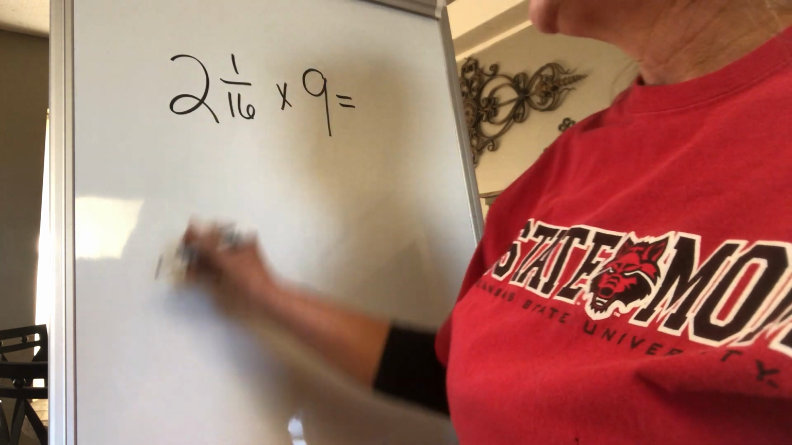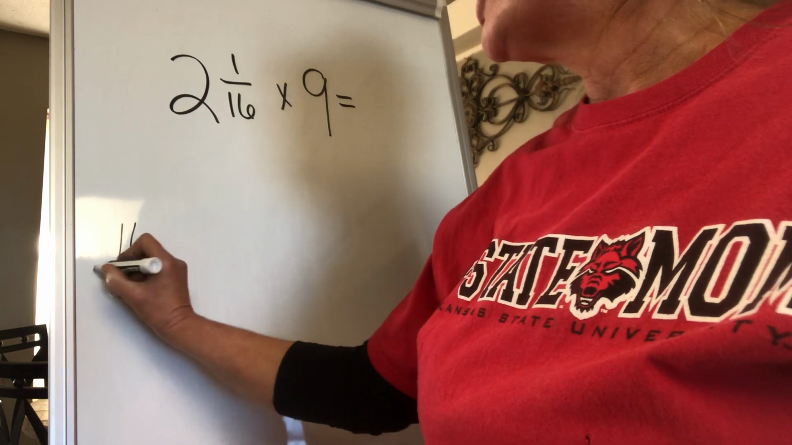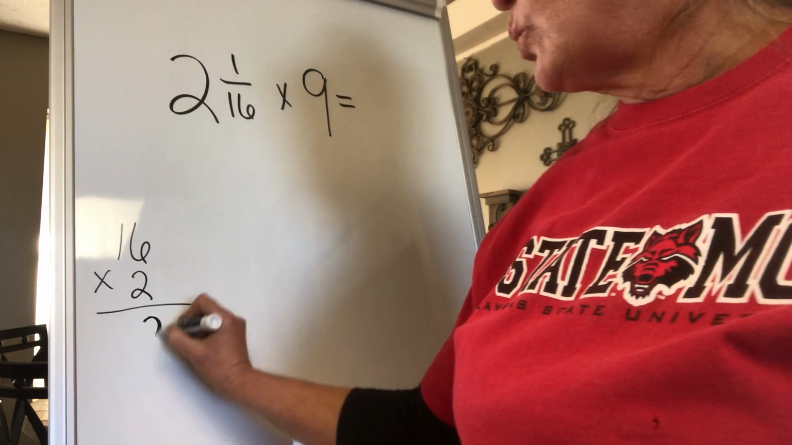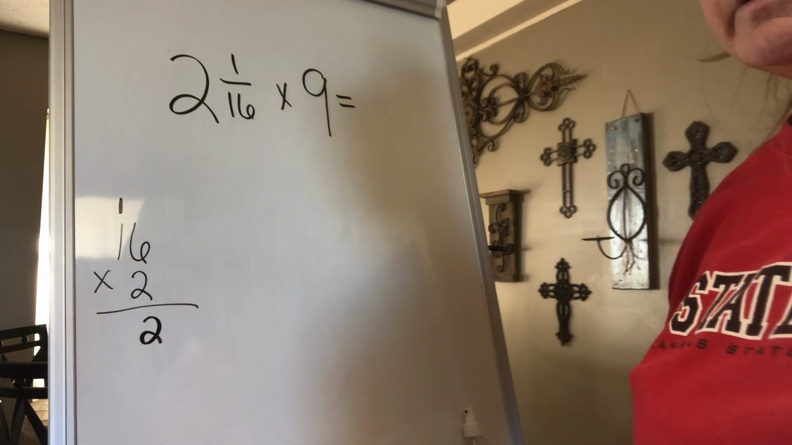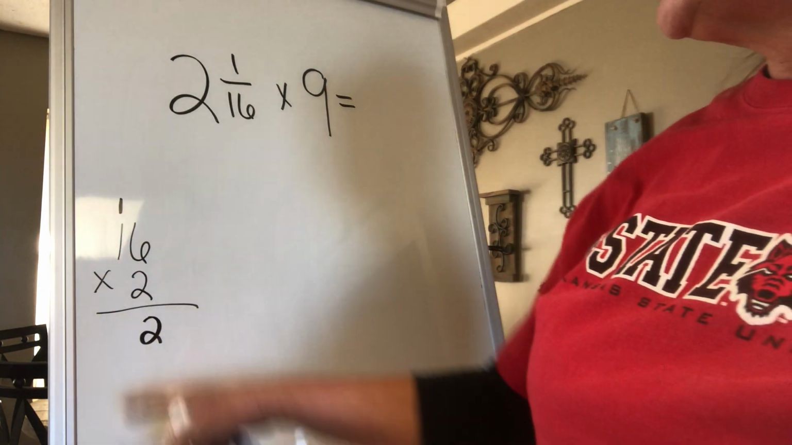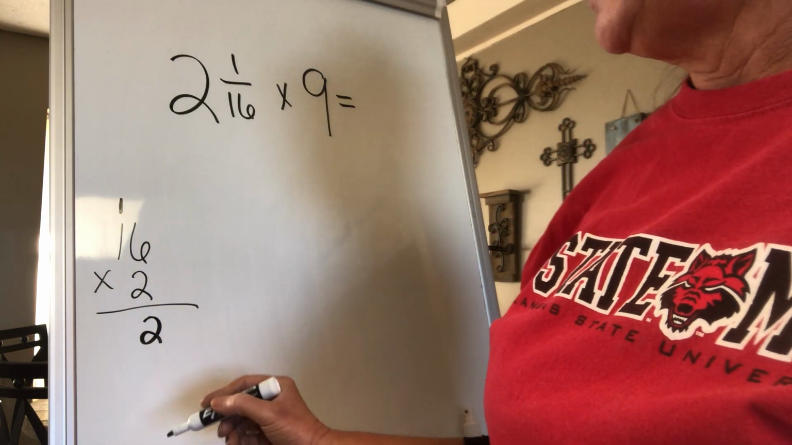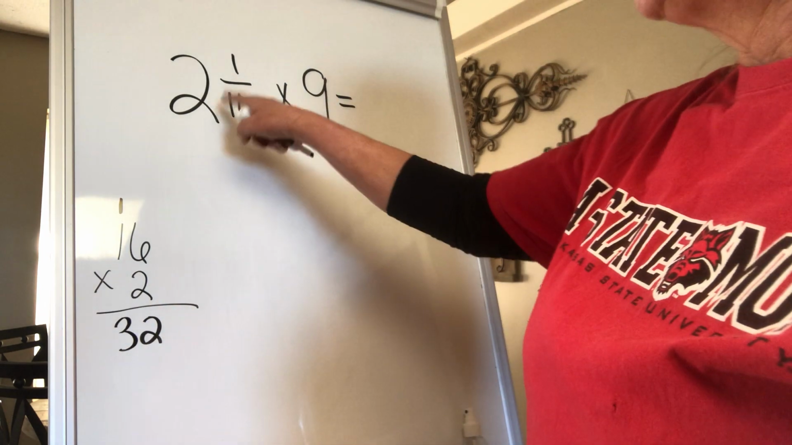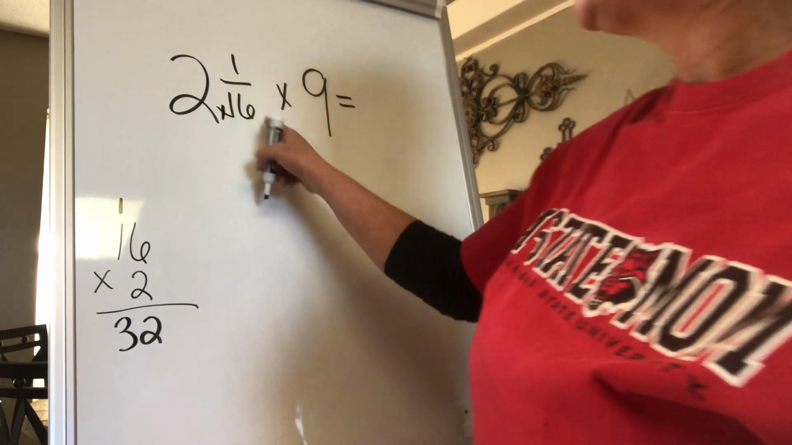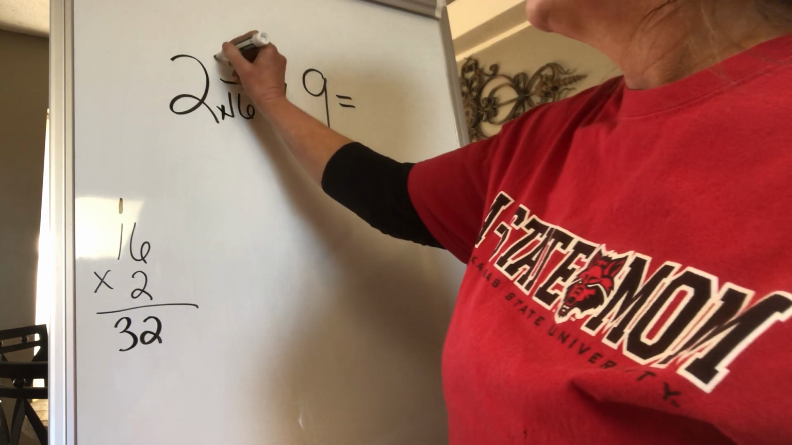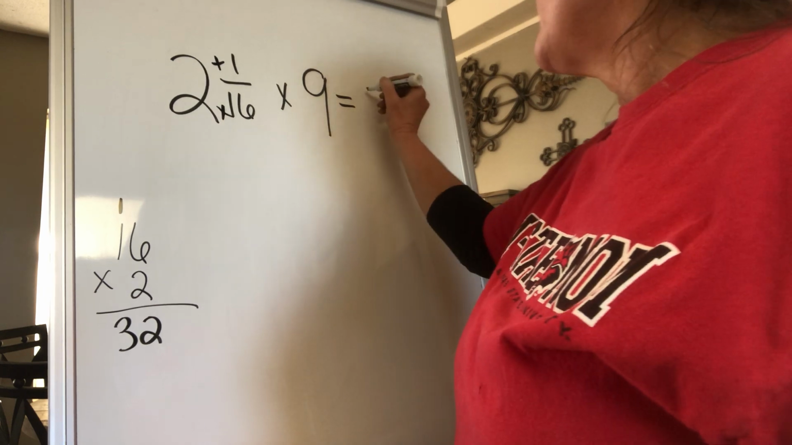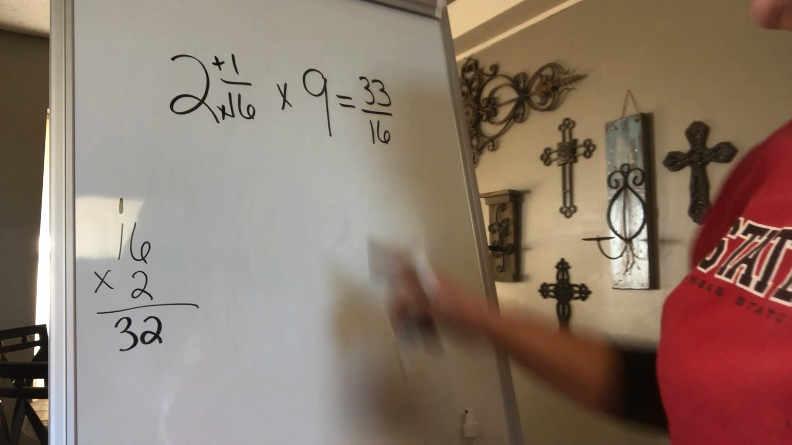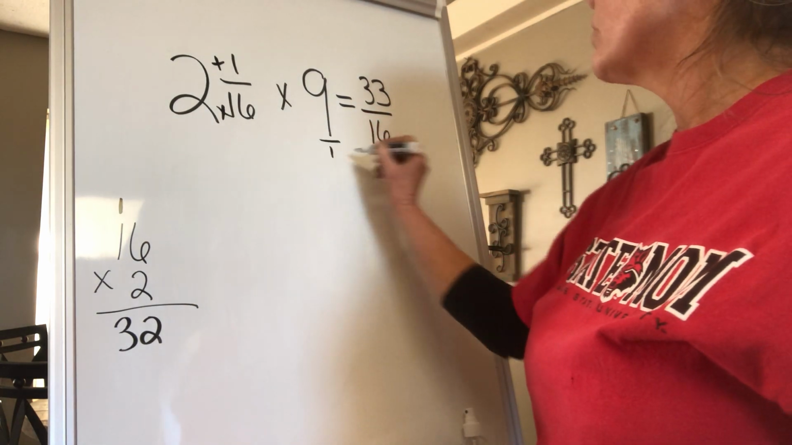So we would have 16 times 2. And if you're not sure, just go to the side and do the math. 2 times 6 is 12. Carry our 1. 2 times 1 is 2, plus the 1 that we carried is 32. Okay, so we would have 32 when we multiply this way, plus 1 more, so we would have 33/16.